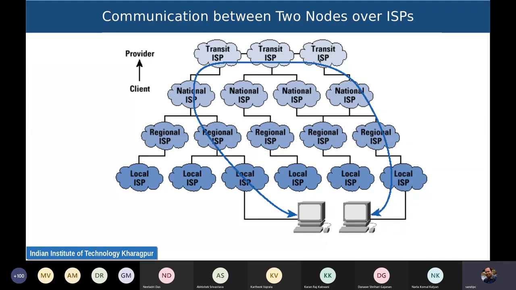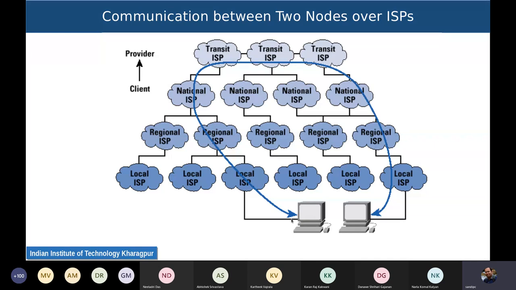Then the transit ISPs send the data directly among themselves. Then it will again come to another national ISP, through that the regional ISP, to the local ISP, and finally your destination machine. So that is the kind of end-to-end path which is being followed whenever you are sending the data from one machine to another machine.